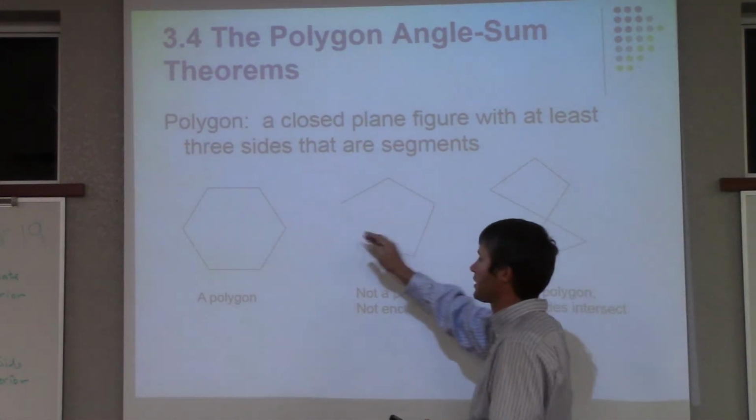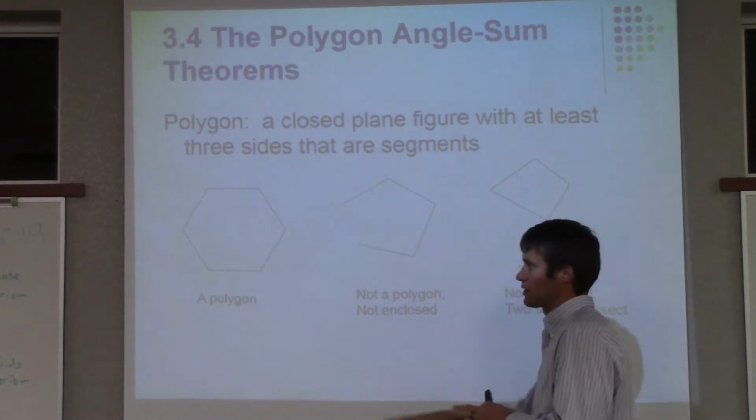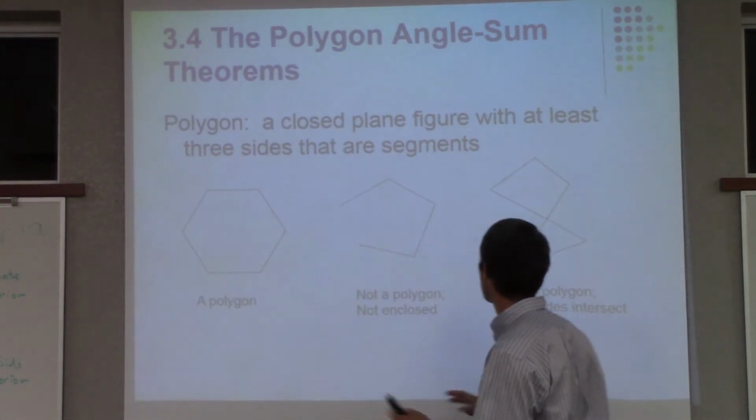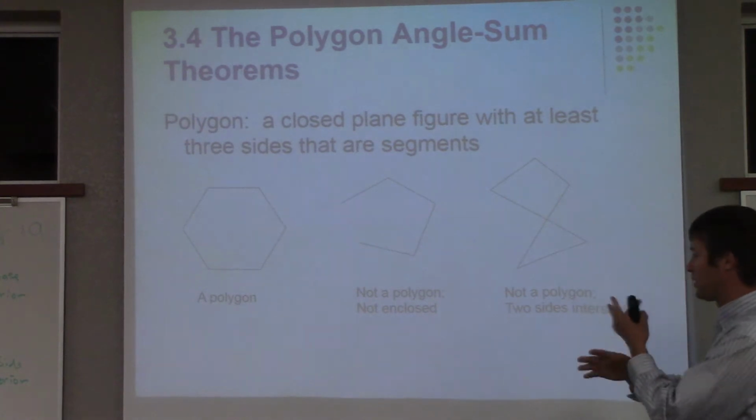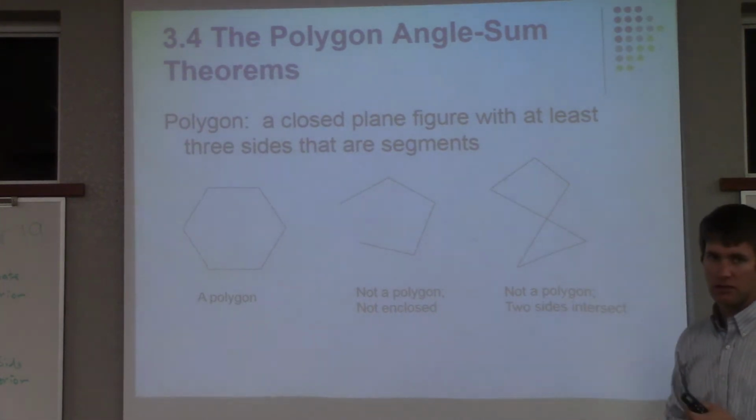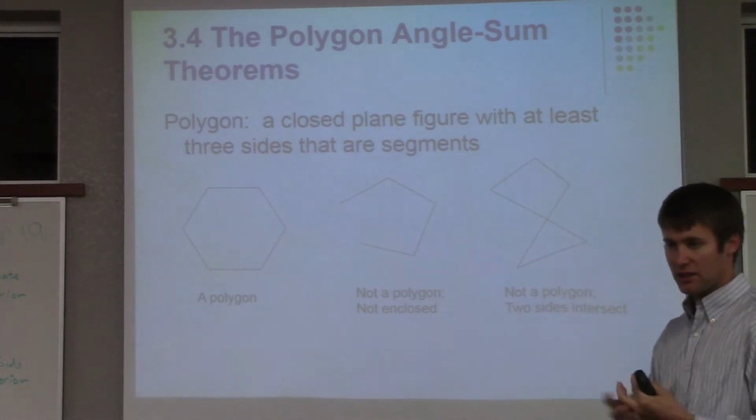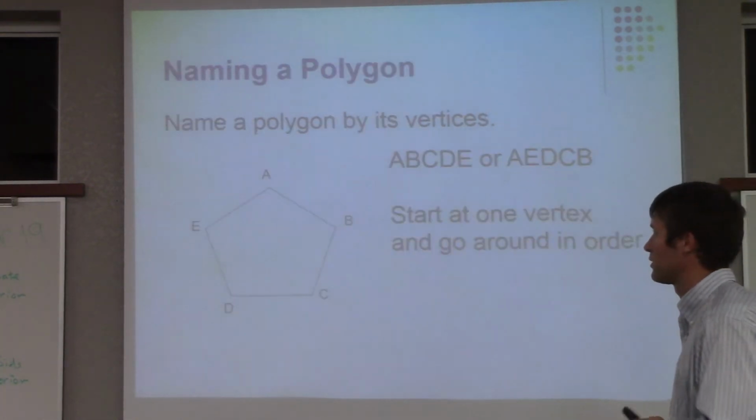So this would not be a polygon because not all the sides are touching. This would be a polygon, everything's touching. This would not be a polygon because we have sides that intersect. So for a polygon all the sides touch, but we don't have any crossing as we go through.